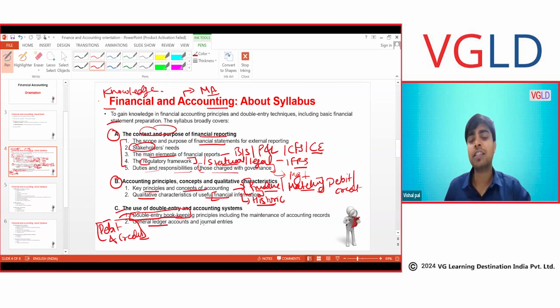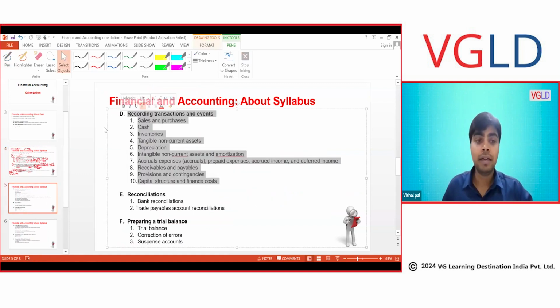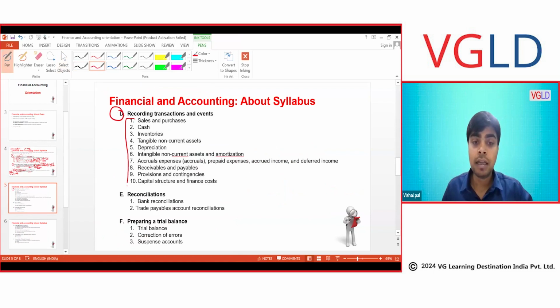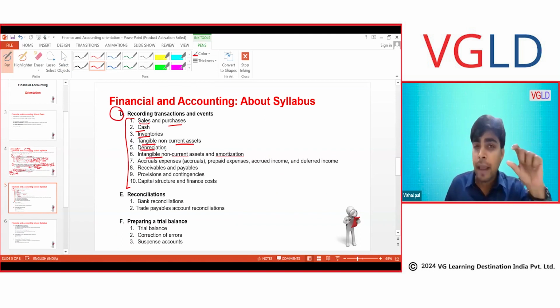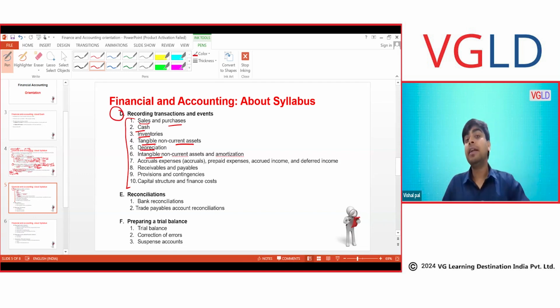Then we will also understand what is journal, ledger, what are journal entries, and then we'll go to our section number D. And this section is actually very important. This section is pivotal for your understanding of how financial information flows in an organization. What is sales? What is purchases? How cash is accounted? How inventory is accounted? Tangible, non-current assets, depreciation, intangible. These are very key elements of your understanding. I hope many of you are already aware of them, but our concepts need to be crystal clear on these things. We cannot have any kind of doubt in these sections.